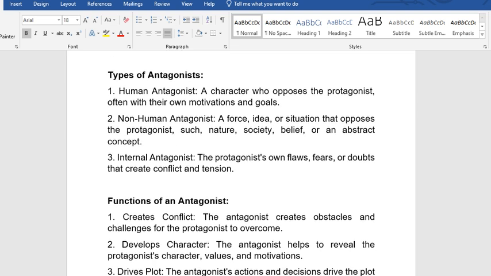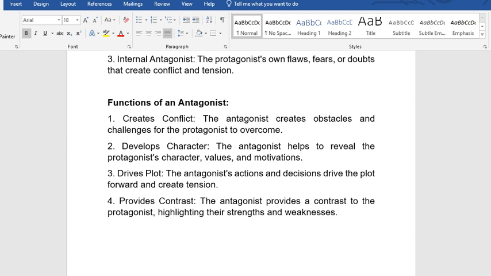Now, what are the functions of an antagonist? Or how can we identify that this is the antagonist? 1. Antagonist creates conflict. The antagonist creates obstacles and challenges for the protagonist to overcome. 2. Develops character. The antagonist helps to reveal the protagonist's character, values, and motivations. 3. Drives plot. The antagonist's actions and decisions drive the plot forward and create tension.